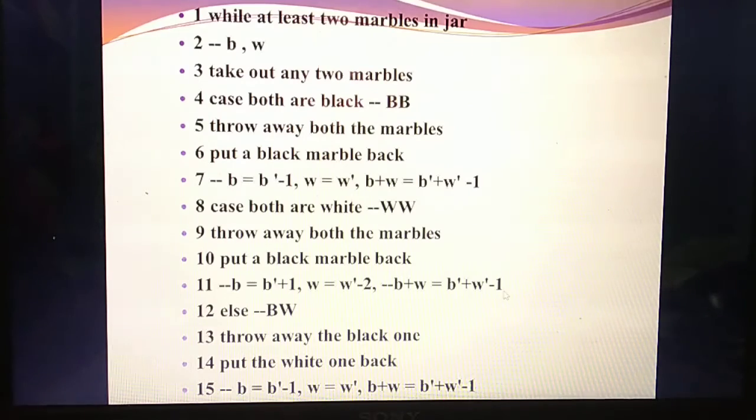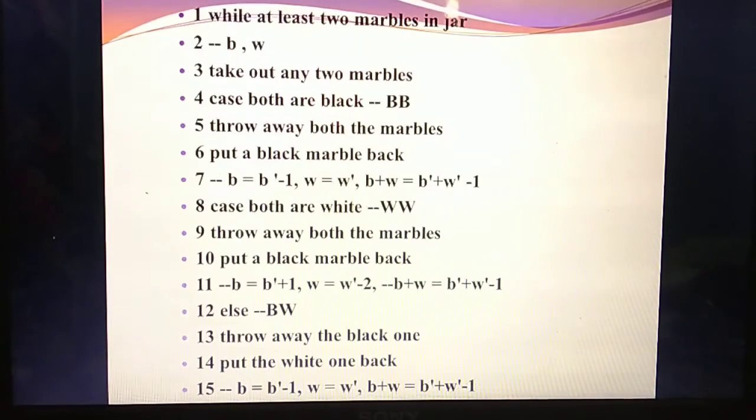Understand? Next. Else, the next condition is if you are taking 2 marbles of 2 different colors. What are they? B and W, both black and white. What's the condition if the 2 are different colors? You need to throw the black marble outside, but you need to put the white marble back in the bag. If the 2 are different colors, you should throw the black outside as well as put the white inside.